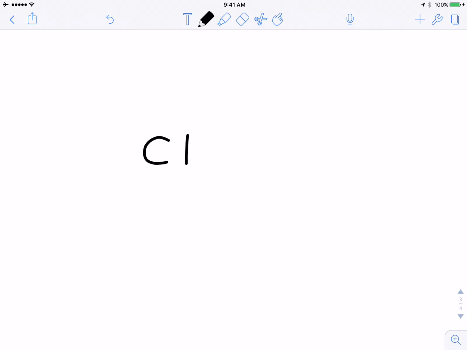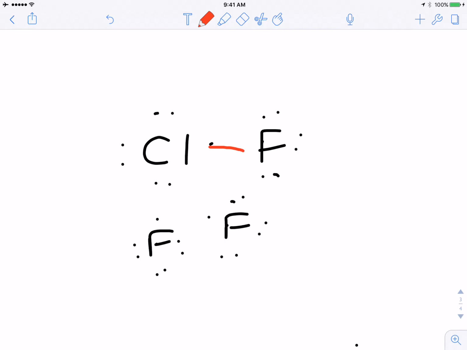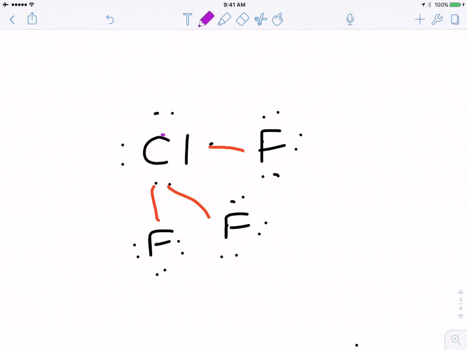So we start with chlorine. It's going to be our central atom. It has 7 valence electrons. We add some fluorine. It also has 7 valence electrons. It makes my single bonds. Single bond here, single bond here, single bond here. Now I notice that I have everything bonded, but I've expanded the octet around chlorine, and these two lone pairs are going to be in their own electron cloud.